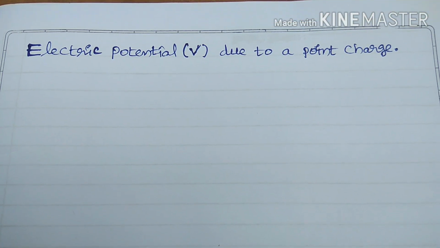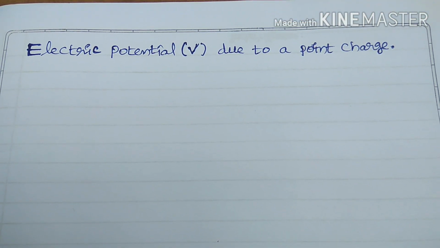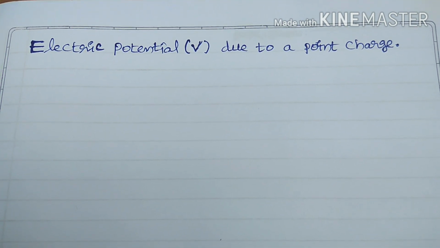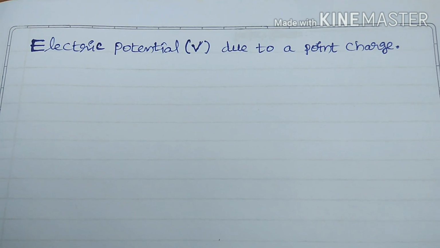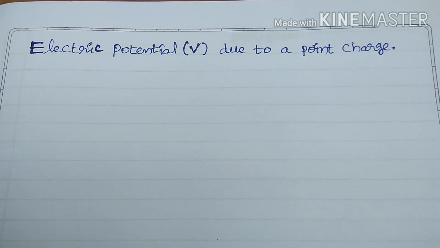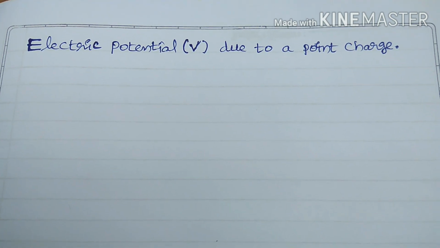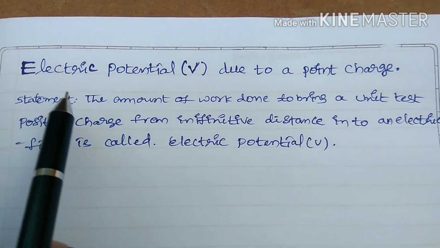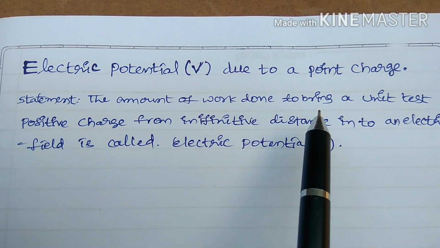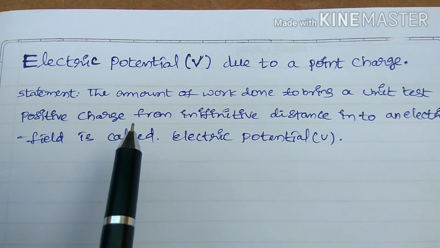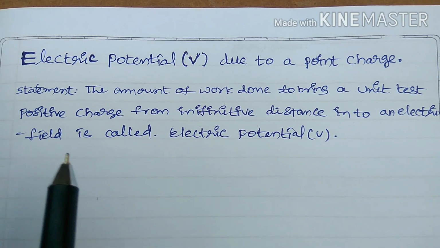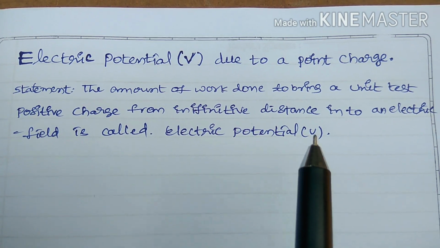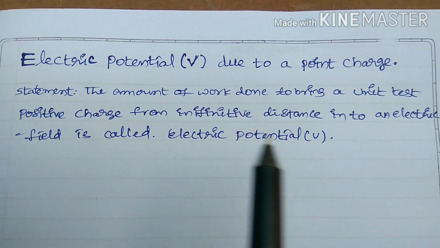Good morning students. Today I want to explain electric potential due to a point charge from the chapter electrostatic potential, and also I need to explain electric potential energy. At first, the statement: the amount of work done to bring a unit test positive charge from infinite distance into an electric field is called electric potential, denoted by V.